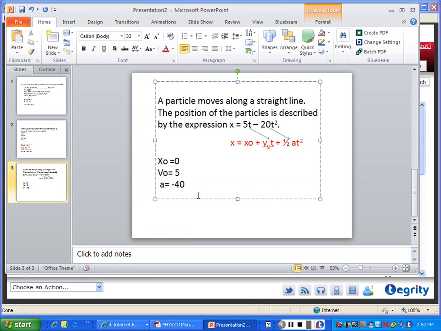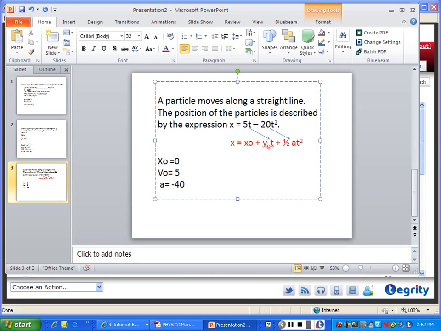So when you come back to the problem in hand, is the particle accelerating? You can say, well, sure, there's a value of a, but it's negative, so we're slowing down. What is the value? You've got it, minus 40. What's the initial velocity? It's 5. Starting point is 0. Okay.